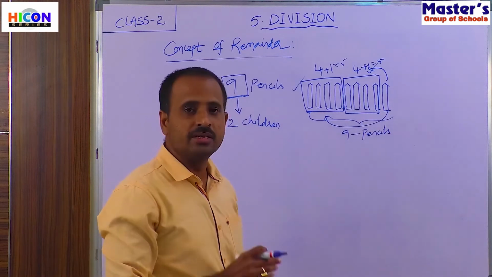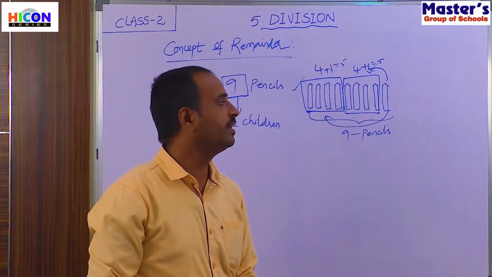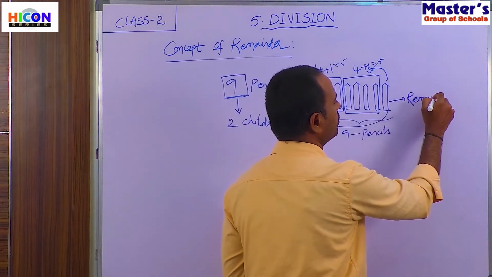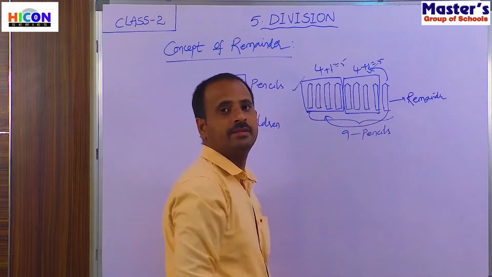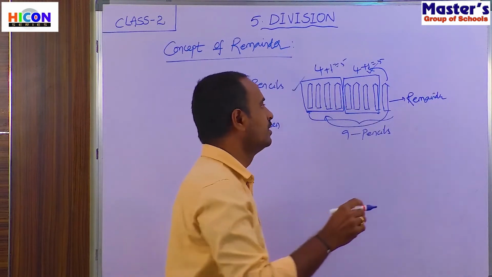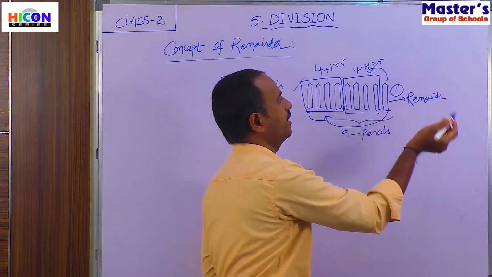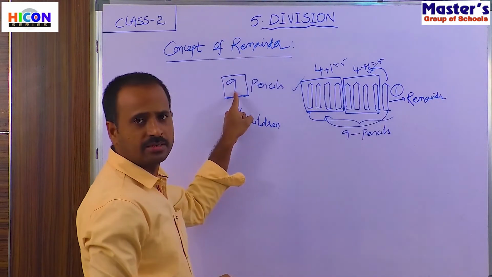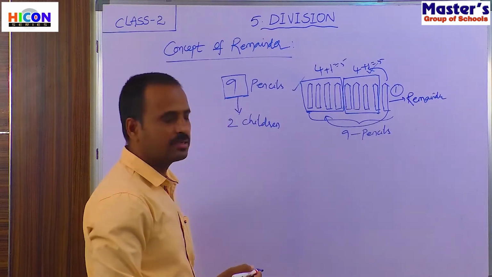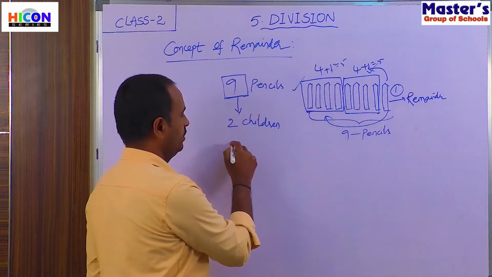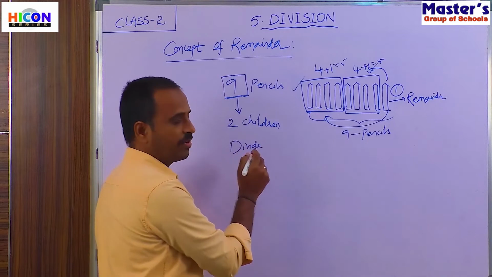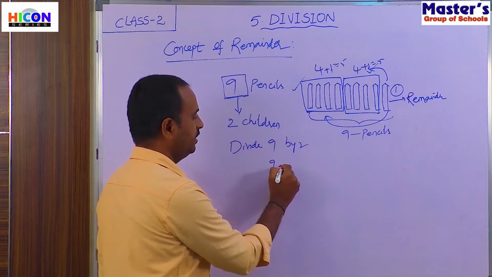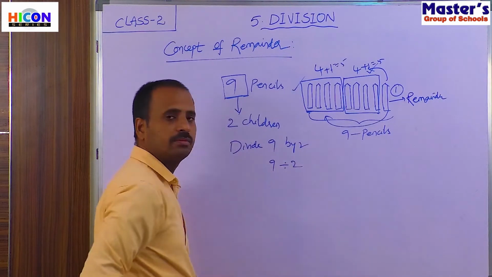So here the pencil which is left behind is called the remainder. Here 1 is called the remainder. How many pencils are remaining? There is 1 pencil remaining. So this 1 is called the remainder. Sharing 9 pencils among 2 children means we have to divide 9 by 2.